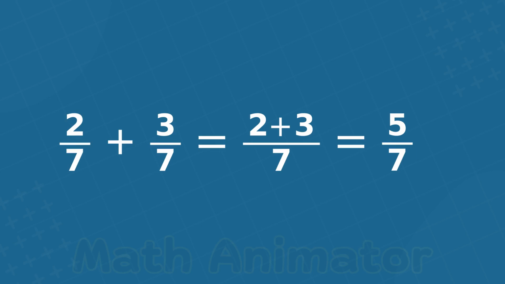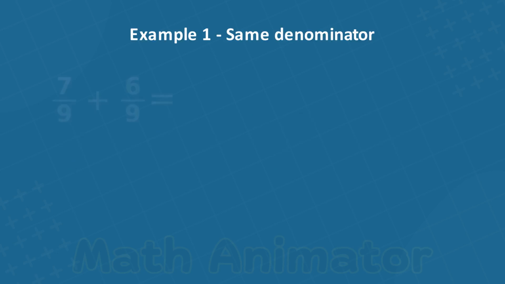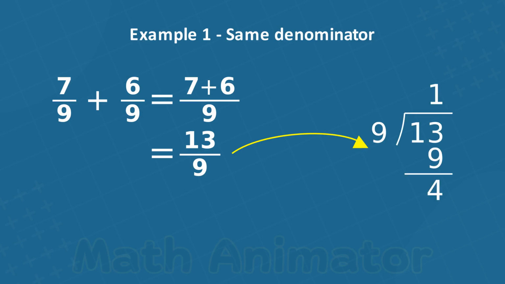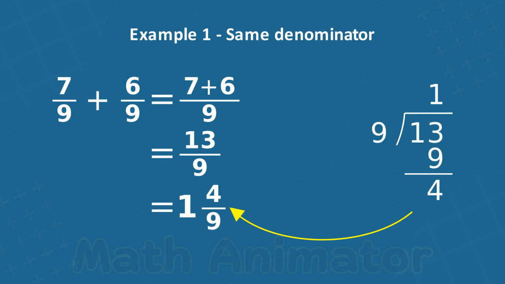Let's see some more examples. Example 1. Find the sum of 7/9 and 6/9. The denominators are the same, so we keep the denominator 9. Then, add 7 and 6 on the top. The sum becomes 13/9. Since it is an improper fraction, we need to convert it into a mixed number. This can be done by dividing 13 by 9. Using the quotient and the remainder, we obtain the mixed number. So the final answer is 1 4/9.